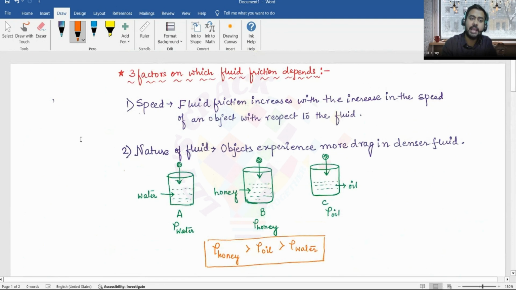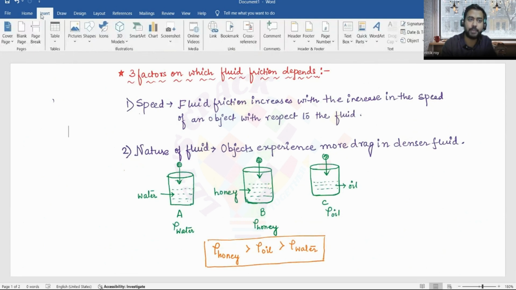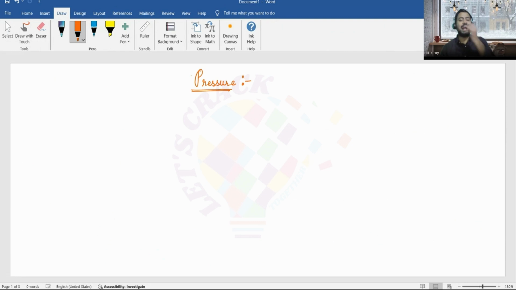Got it? Okay, now the next point of discussion is pressure. You have heard this term: I am having a lot of pressure, my mind is full of pressure. So what is this pressure? Before understanding pressure, first we have to come across a very basic definition, that is thrust.